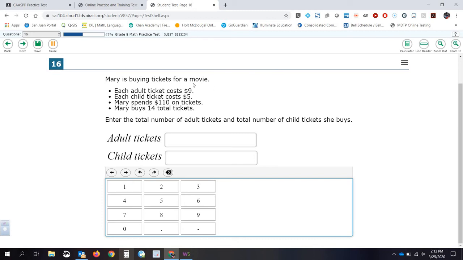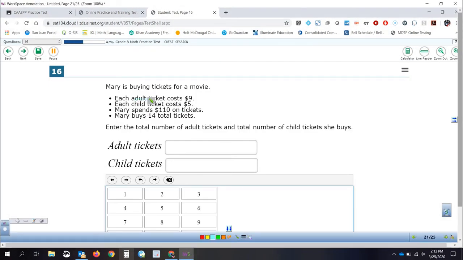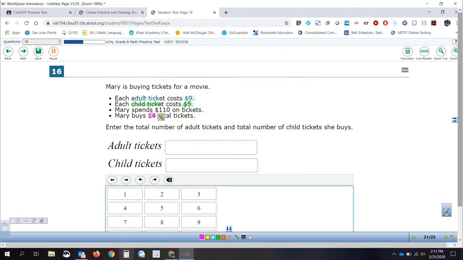All right, so here we go. So we have Mary. She is buying two different types of tickets, right? We have adult tickets that cost $9 each. And we have child tickets that cost $5 each. And we know two things beyond that. We know that she bought 14 tickets total. And we know that she spent, what color haven't I used yet? How about orange? She spent $110 on tickets.